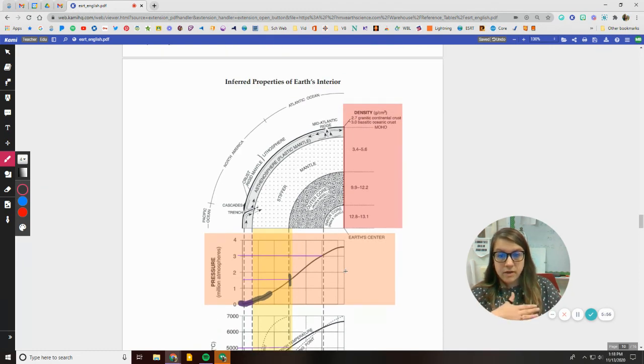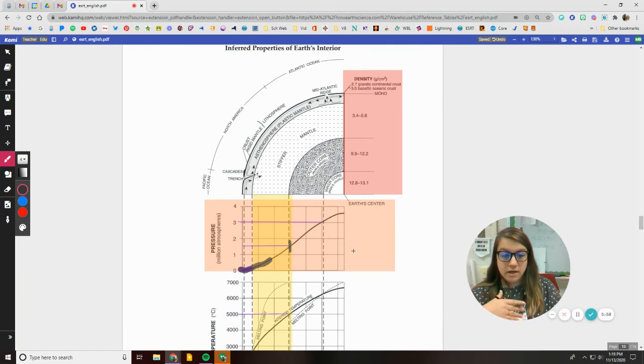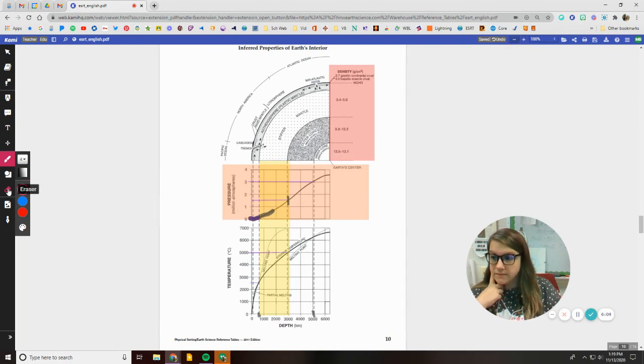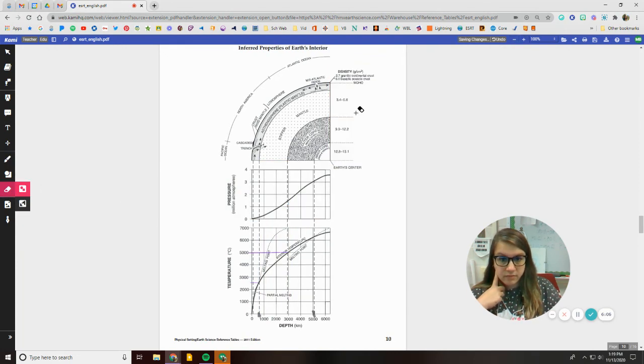Any questions on this? Just make sure you reach out and ask me. But this chart shouldn't be too bad in figuring stuff out. Let me erase all this stuff so that you can see what it looks like without it. So, page 10 of your reference tables. Make sure you know how to use this.